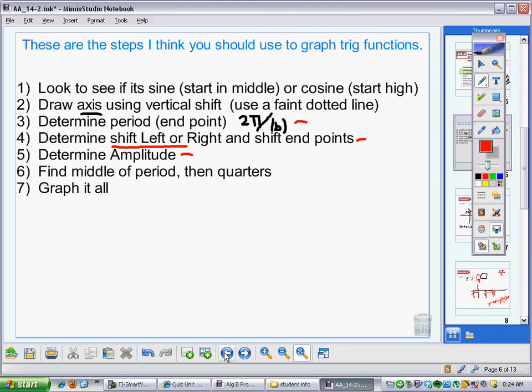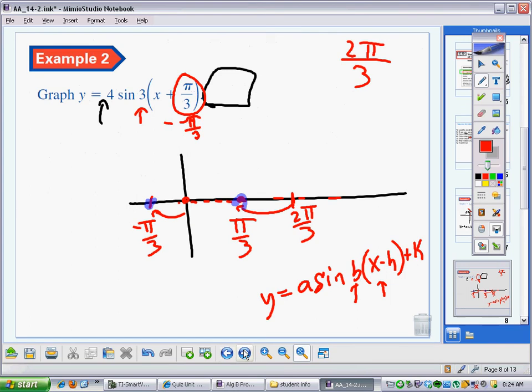Determine left or right shift and endpoints. Determine amplitude, find the middle, the quarters, and graph. Okay, so amplitude is 4. So I'm not going to go up to 1 like I normally do. I'm going to go up to 4. So 1, 2, 3, 4. I'm at 4. That's how high I go. I go down 1, 2, 3, 4. That's how low I go.